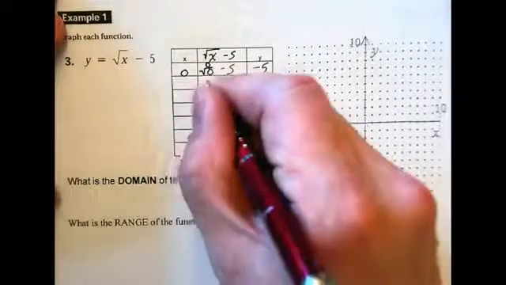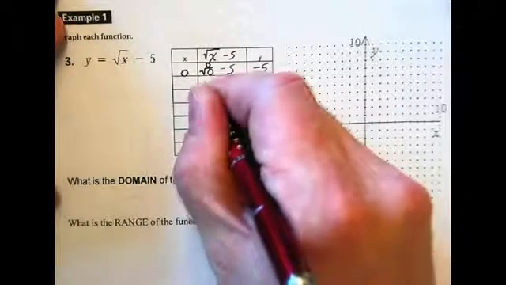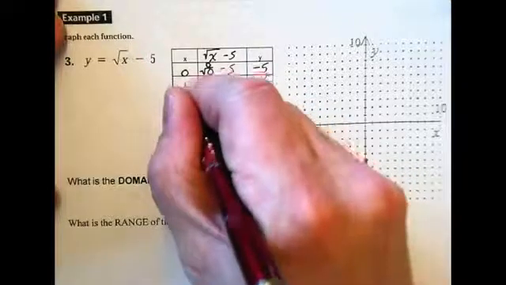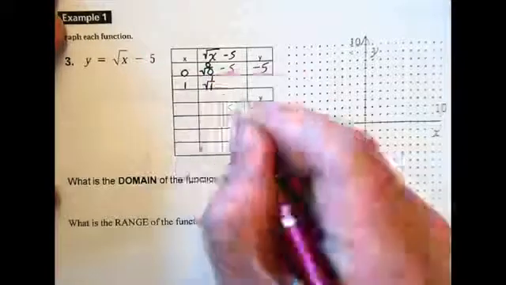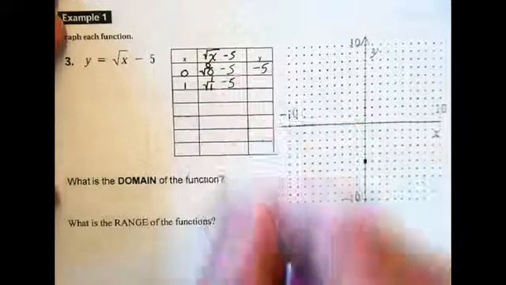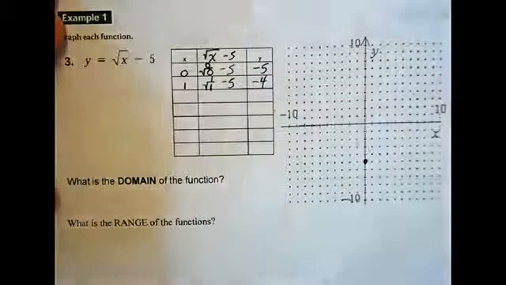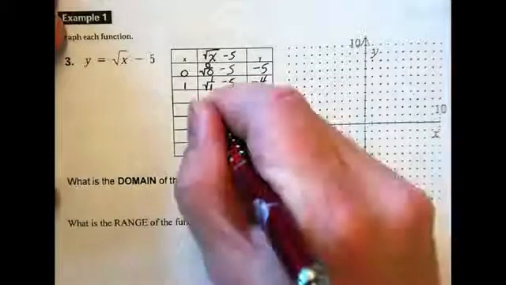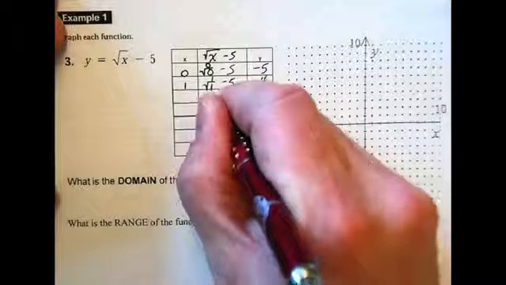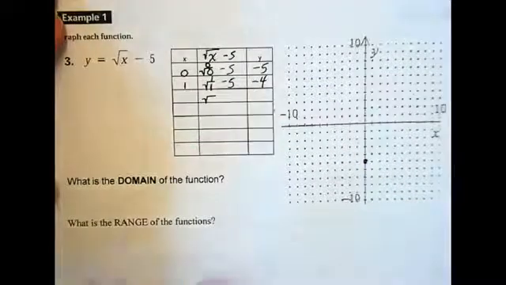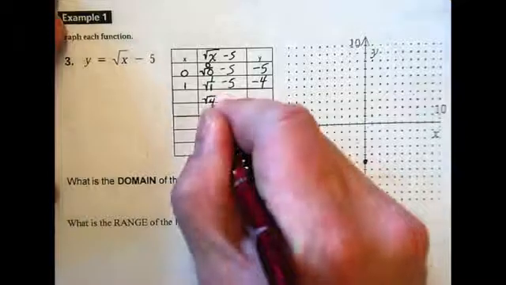What else do we want to make our root equal? 1. We put 1 in. So we get 1. Root of 1 is 1. 1 minus 5 is negative 4. Maddie, what else do we want to make our root equal? 4, yeah. The root of 4 is?